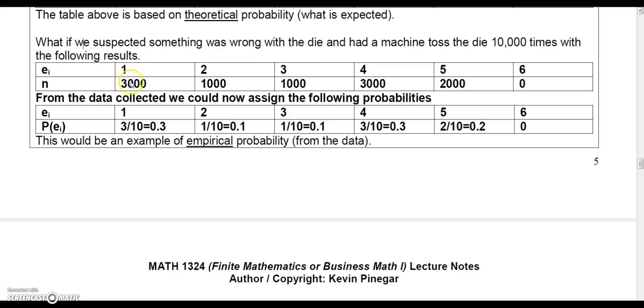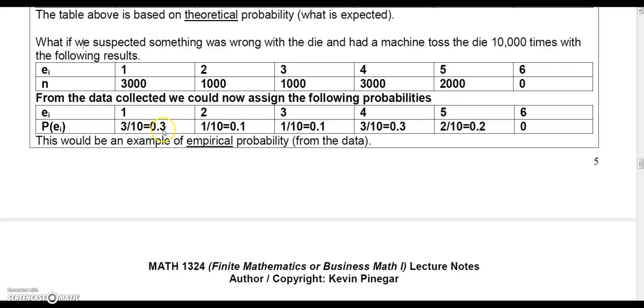But at any rate, then we could say that for this particular die, the probability for a 1 would be 3,000 out of 10,000, which reduces to 3/10 or 0.3. For a 2 would be 1,000 out of 10,000, which is 0.1. Same thing for a 3, since we got 1,000 threes, so it'd be 1,000 out of 10,000, which is 0.1. And then for a 4, 3,000 out of 10,000 is 0.3. And then for a 5, we get 2,000 out of 10,000, which is 0.2. And then, of course, since we didn't get any 6s, the probability would be 0.